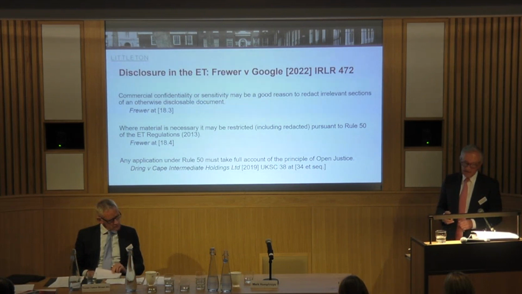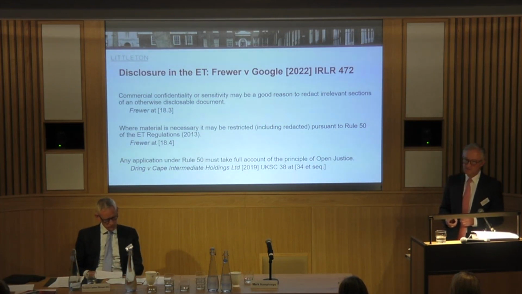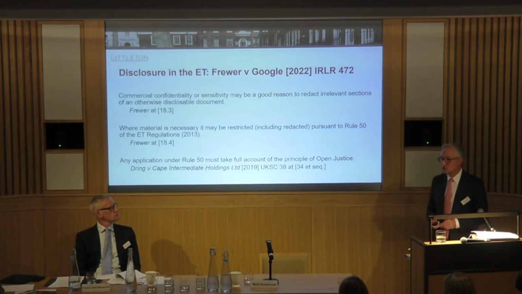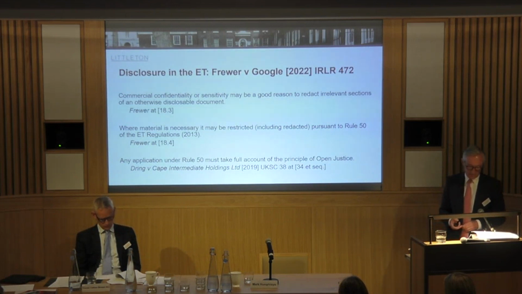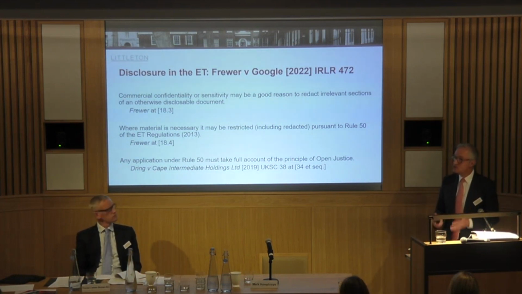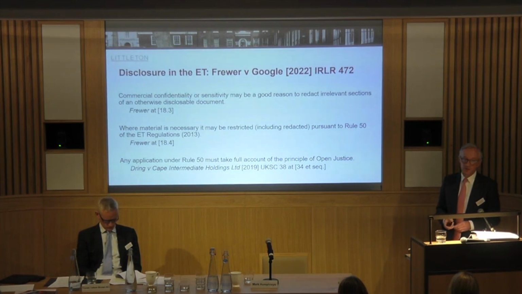But where the material is necessary, it can still be restricted, but it has to be restricted on a different jurisdictional basis. What is the basis for restriction in those circumstances? Well, there it would be Rule 50 that provides for derogations from the principle of open justice. Now, Rule 50 applications, as many of you will be very familiar with, are very difficult to secure. There's a host of case law about it, but the starting point is the principle of open justice.